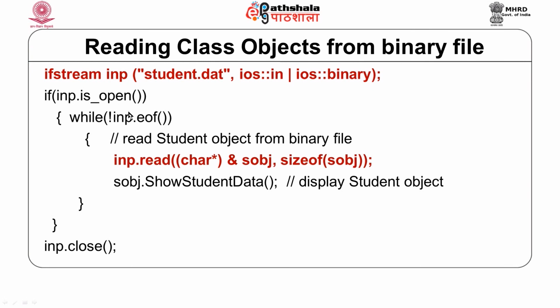So, once the file is opened, while not end of file, we use the read method. Where to store? It is to be stored at the starting address of sobj. So, it is pointed to as a character, and how many bytes are to be read, then it is again sizeof sobj. So, very similar to the write method.